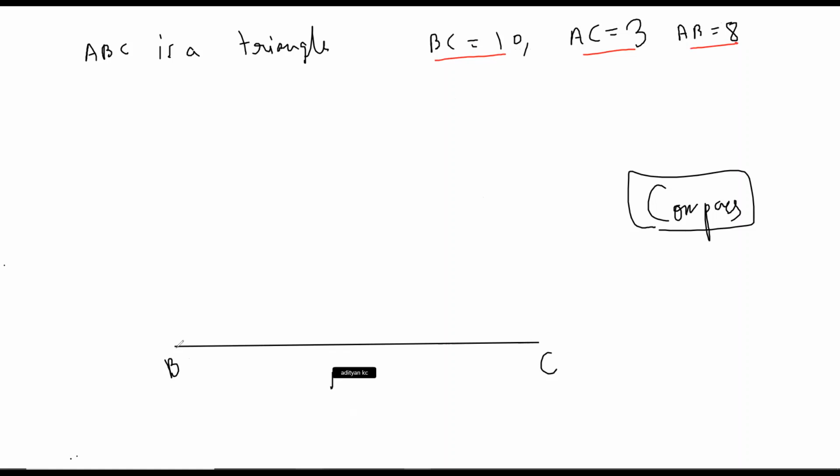BC is 10. Now with B as the center, you take an arc of length 3, and you draw a circle from there, or you just make an arc like this. What this does is that if you take any point on this circle, any random point, let's say this point, then what will this blue length be?